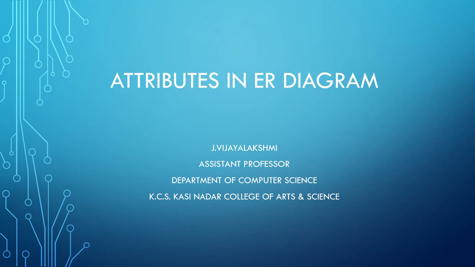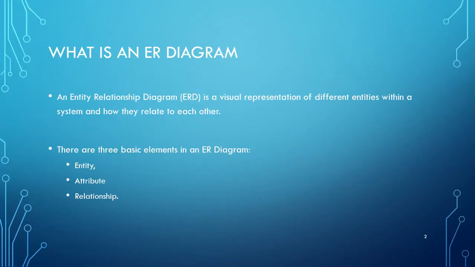Hi, in this video we are going to see about attributes in ER diagram. What is an ER diagram? An entity relationship diagram is a visual representation of different entities within a system and how they are related to each other. It is a tool used to design and model relational databases and shows the logical structure of the database.